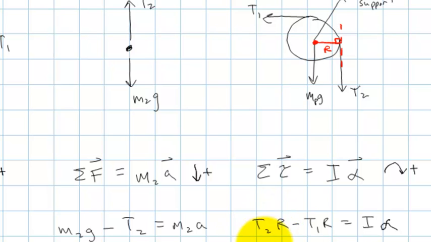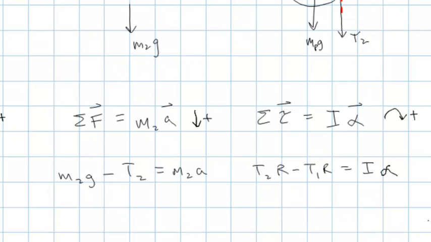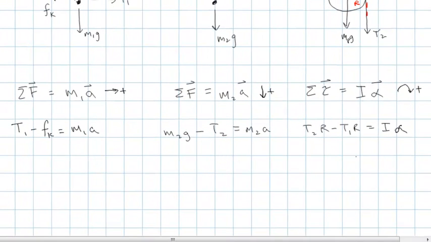Remember, T2 is causing positive torque. T1 is causing negative torque. We add them up and we get I alpha. What we're looking for is 3 equations and 3 unknowns.